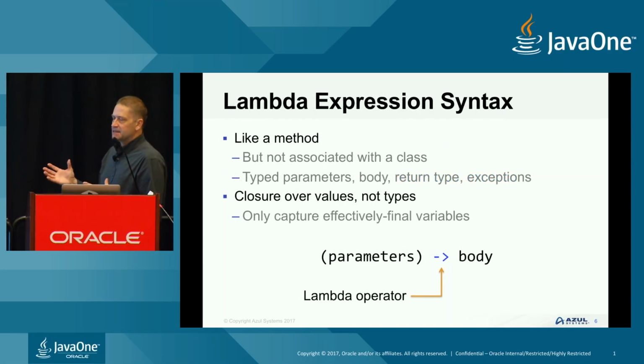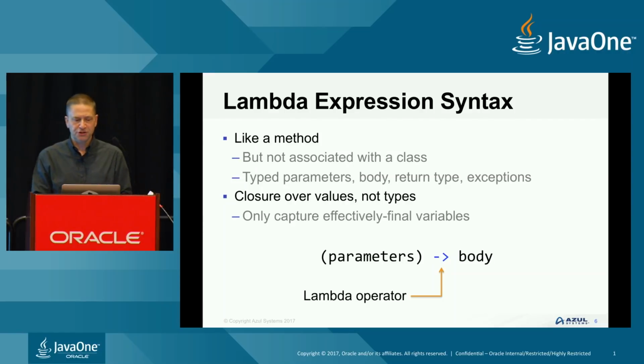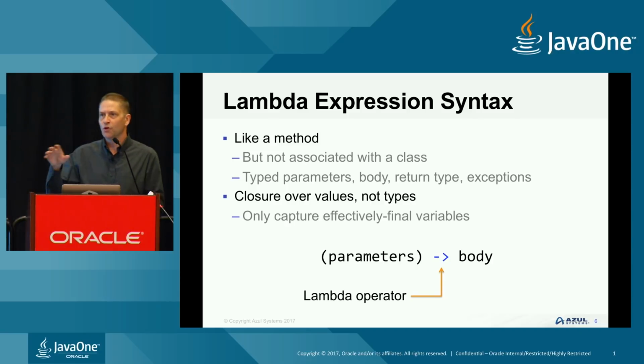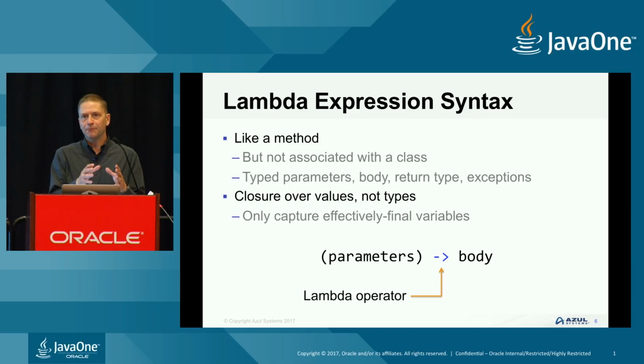So in terms of the syntax of a lambda expression, it is like a method, but very importantly, it is not a method. So it's not associated with a class. That is a very significant point. We'll come back to that in a moment. But a lambda expression is a functional interface type. It is not associated with a class.